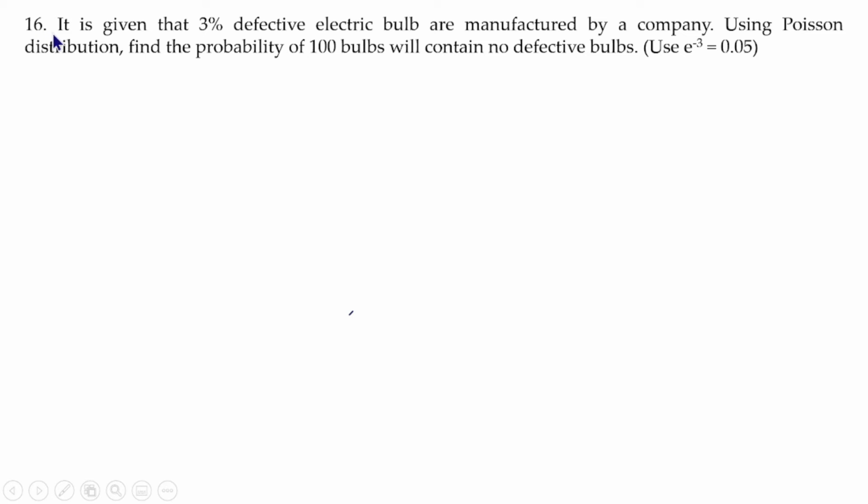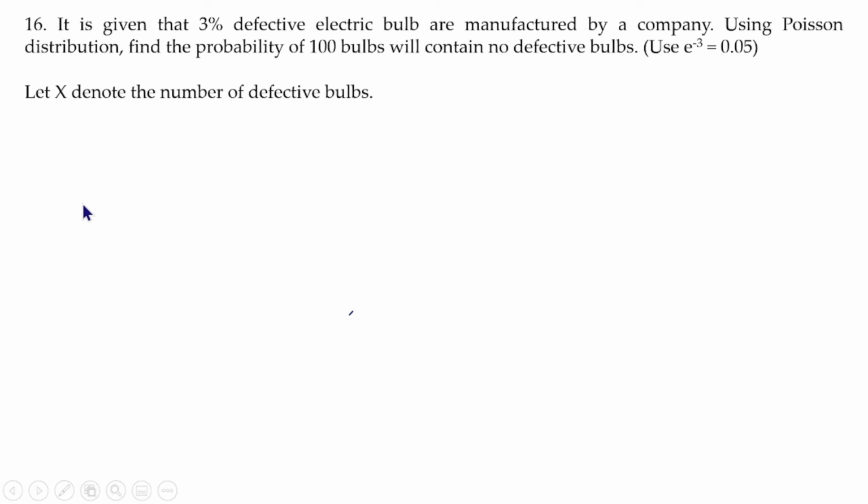Next question, it is given that 3% defective electric bulbs are manufactured by a company. Using Poisson distribution, find the probability that 100 bulbs will contain no defective bulbs. So it is given a company which manufactures electric bulbs. Of every 100 bulbs, we have 3 defective bulbs. So using Poisson distribution, we have to find the probability that in 100 bulbs, there will be no defective bulbs. Here in the question itself, it is given use e raised to minus 3 is equal to 0.05.